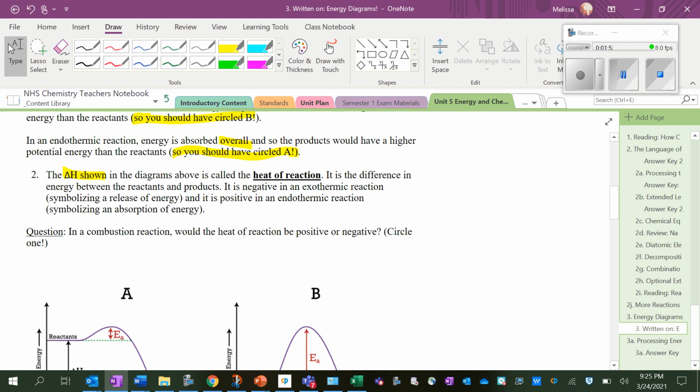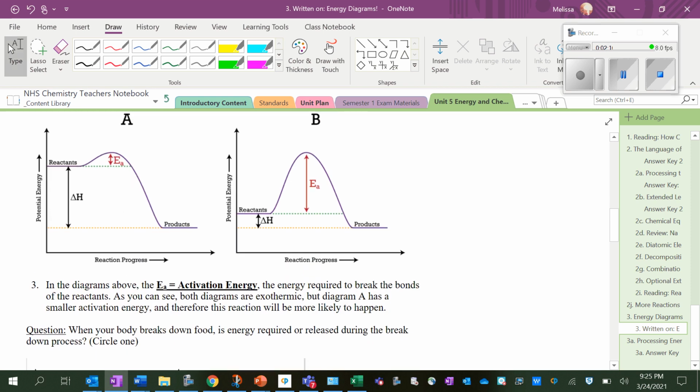Question: in a combustion reaction, would the heat of reaction be positive or negative? Well, combustion is exothermic, so it would be negative, because here it says it would be negative for an exothermic, releasing energy.